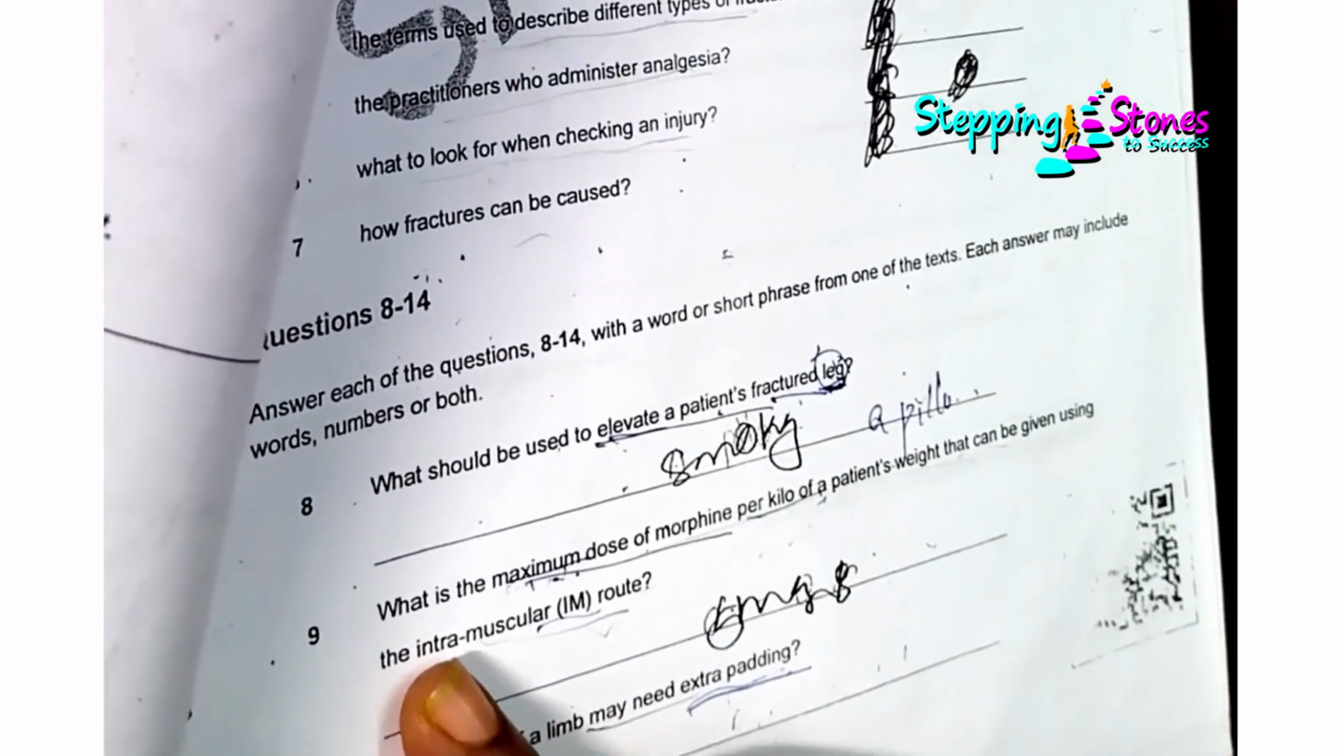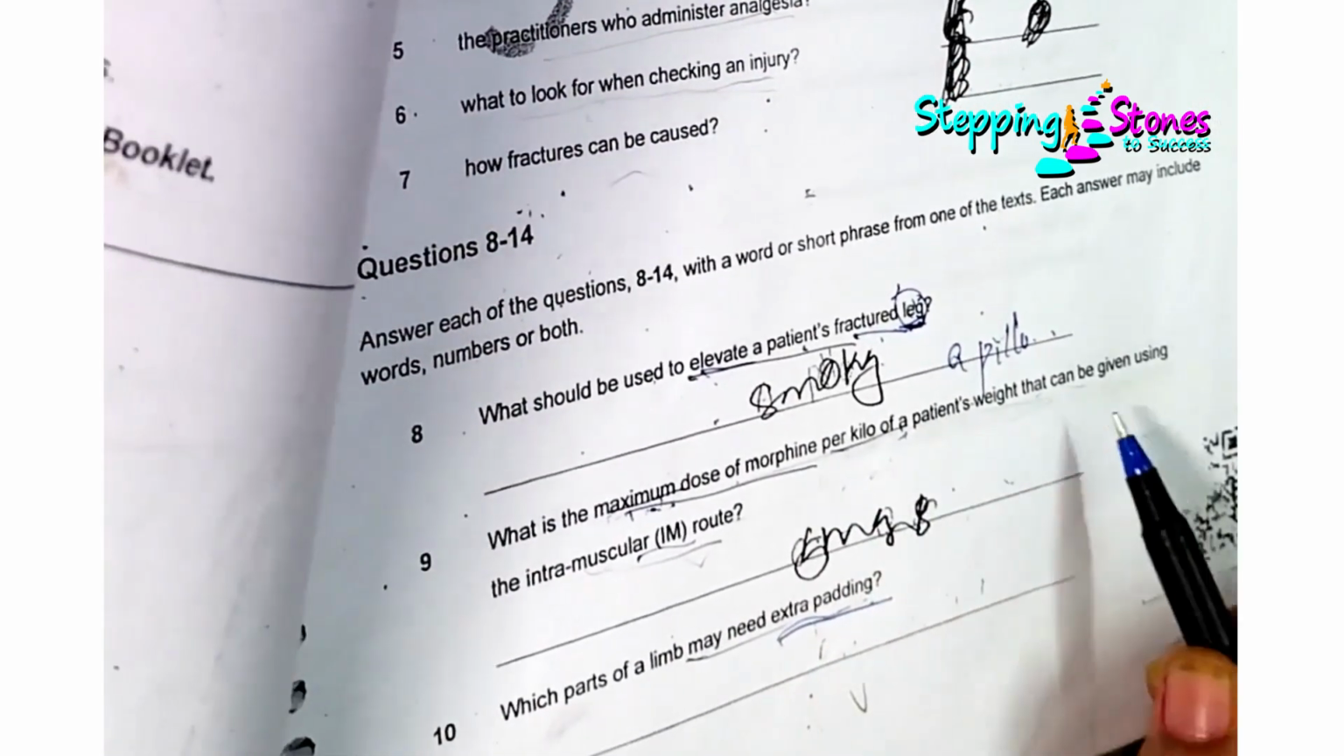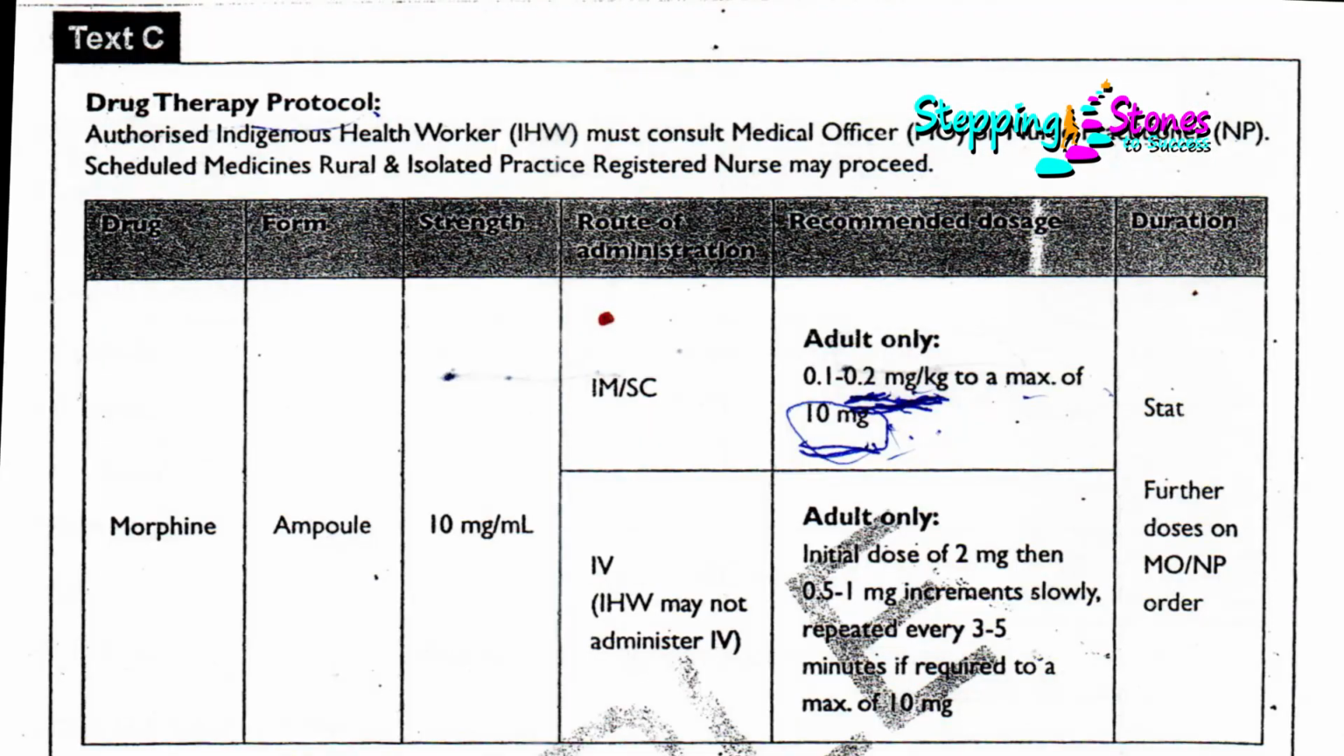Then, what is the maximum dose of morphine? The maximum dose of morphine per kilogram. So here the answer is, you can see the maximum dose per kg.